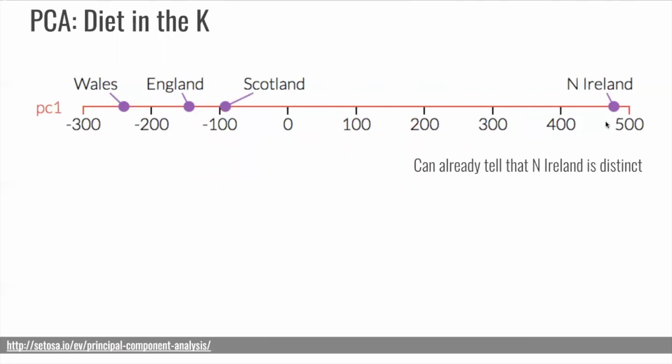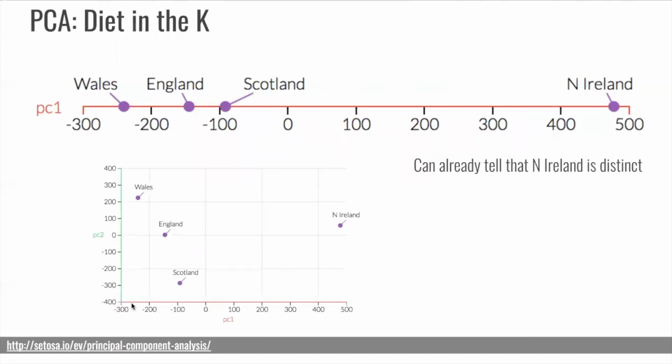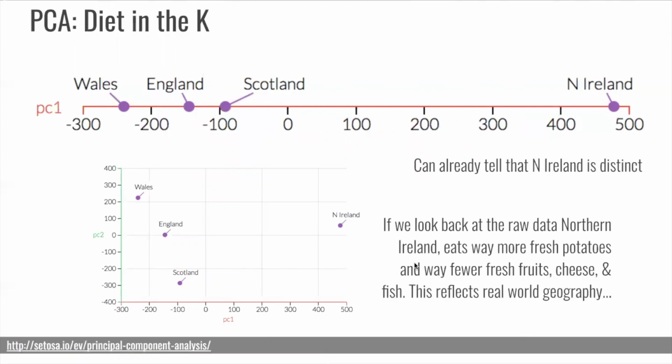Northern Ireland is distinct. If you take into account principal component 1 and principal component 2, you see clear separation between Wales, England, and Scotland and Northern Ireland. If we look back at the raw data, Northern Ireland eats way more fresh potatoes and way fewer fresh fruits, cheese, and fish. And this reflects real-world geography.